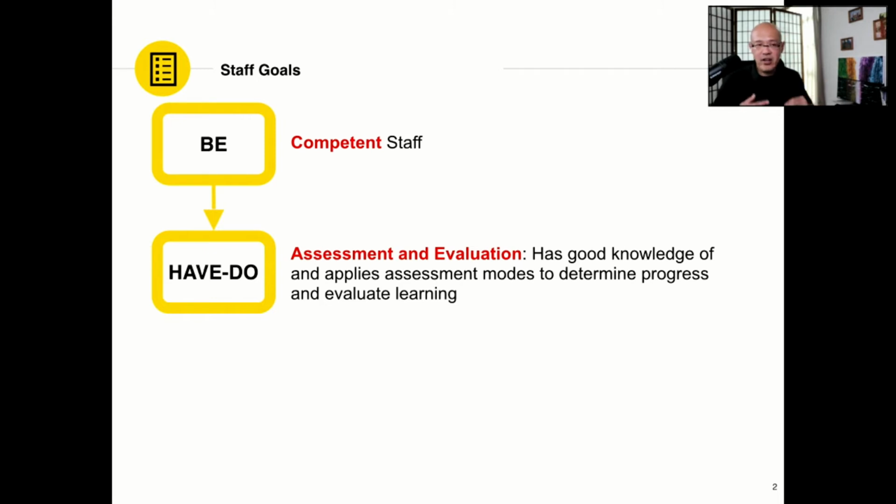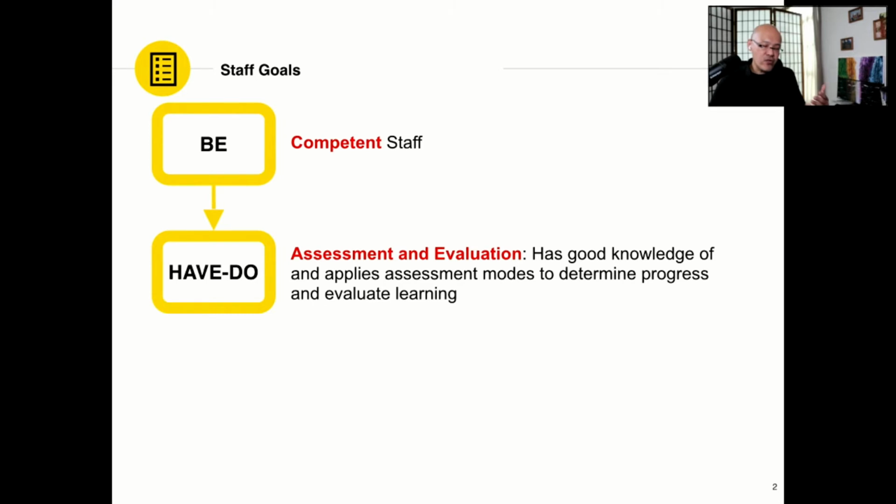And if that is not enough, what you want to do is go ahead and describe what it looks like when they are competent and they have those knowledge and skills. So what's in black here is essentially describing what they must do. They have good knowledge of and apply assessment modes to determine progress and evaluate learning. That is what they must do. So the words in red are the haves, and the words in black are the do's.